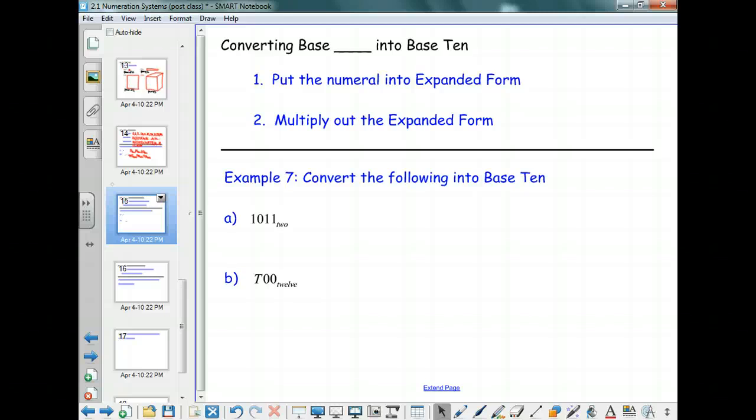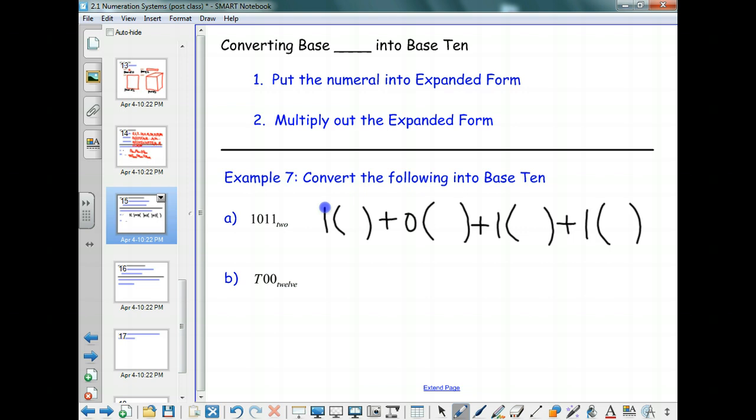All right, so let me show you what I mean by that. We're going to take this is in base 2. I've got a 1, I've got a 0, I've got a 1, and then I've got another 1 at the end. Each of those numbers are going to get multiplied by whatever base I'm in. So what base is this? This is base 2. Everybody with me? Okay. So this should be 2 to the 0. This would be 2 to the 1, 2 squared, and 2 cubed. That's actually expanded form of base 2.